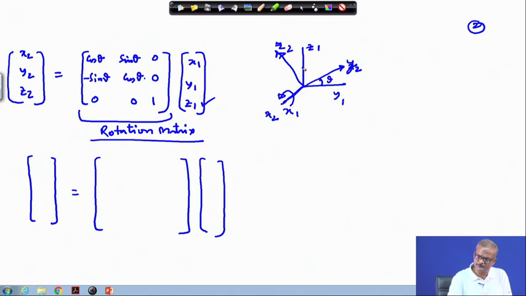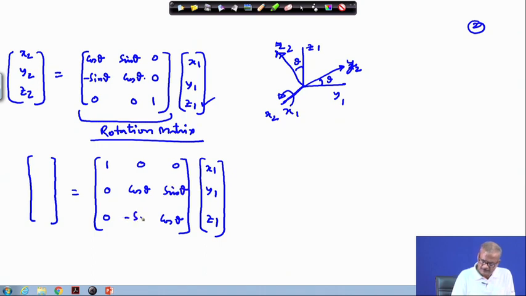So, the same logic you have to apply, and because the x axis remains unaltered, this will be put here in this format, and here you have x 1, y 1, z 1. So, 1 0 0, and the rest you need to copy: cos theta, sin theta and minus sin theta. And here we get x 2, y 2 and z 2. So, this is the rotation matrix which rotates about the x axis.